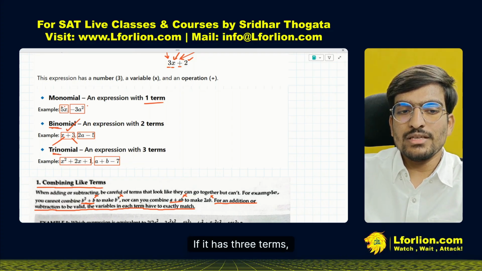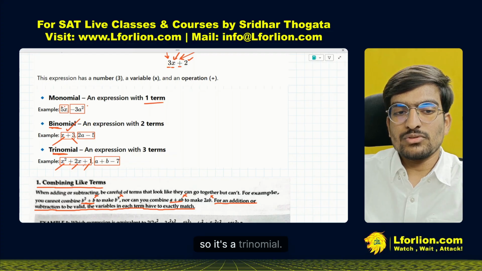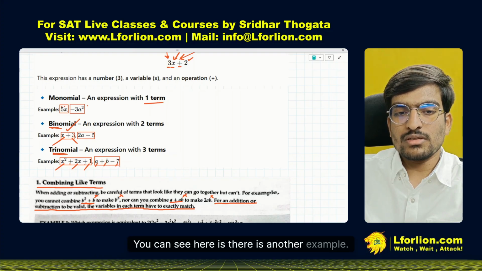If it has three terms, then we call it a trinomial. So you see here one, two, three terms separated by addition or a positive sign. It has three terms, so it's a trinomial. You can see here there is another example.